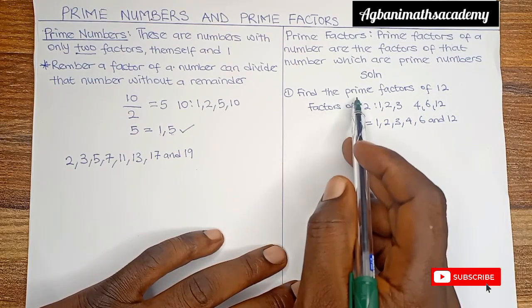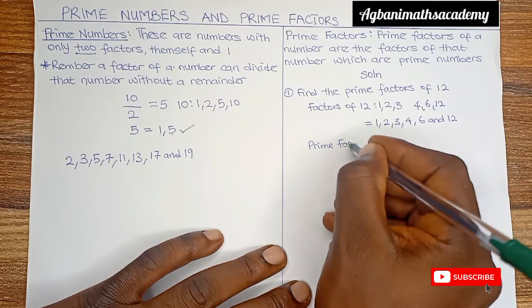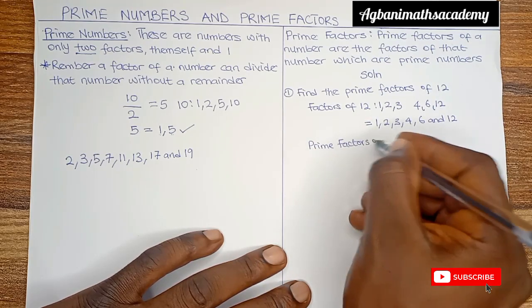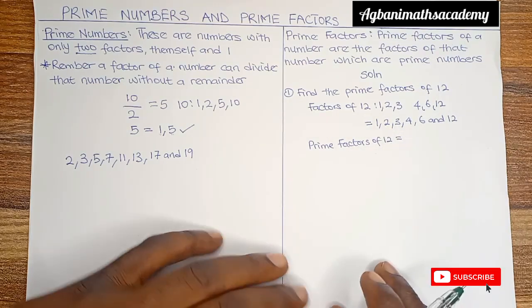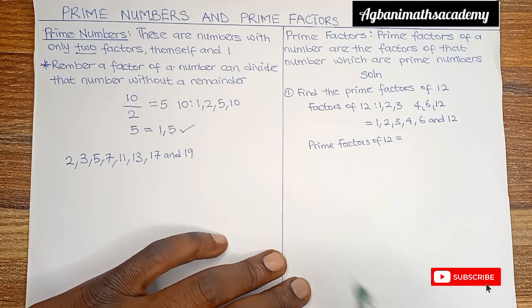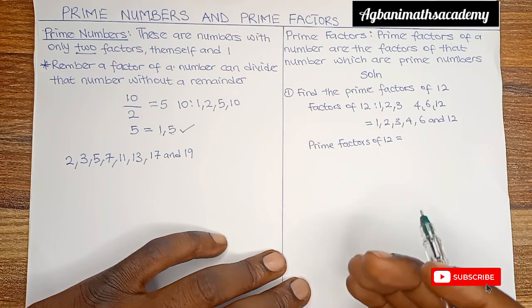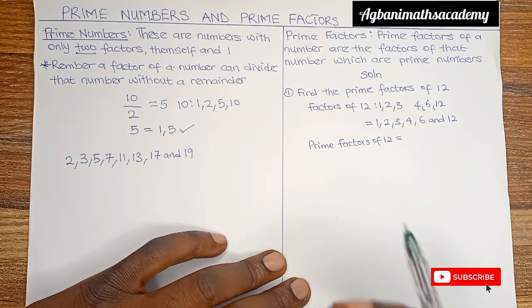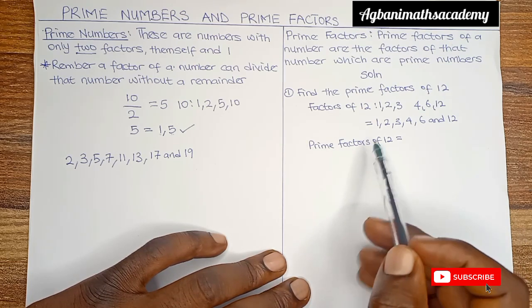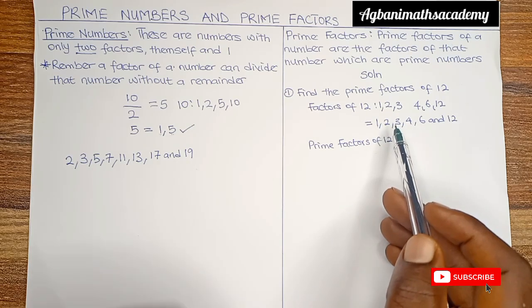Now, to get the prime factors of 12, we look at the factors of 12 and see which of them is a prime number or which ones are prime numbers. So the ones that are prime numbers become the prime factors. Is 1 a prime factor of 12? No. Remember, 1 is not a prime number.